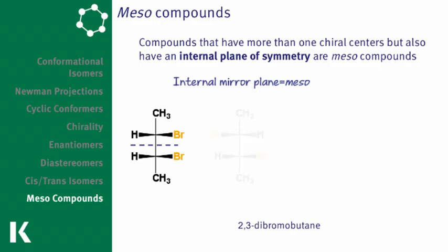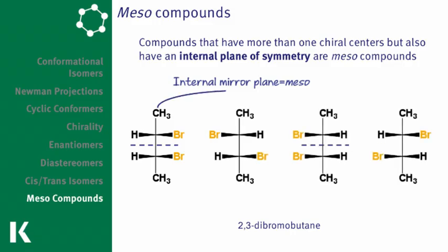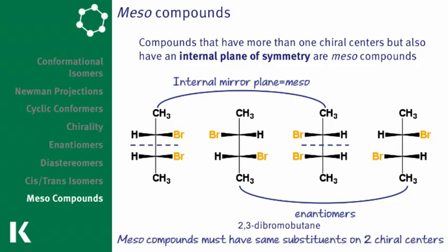For a molecule such as 2,3-dibromobutane, rotating stereocenters can produce enantiomers or meso compounds. A good rule of thumb is that the meso compounds will have the same substituents on each of its chiral centers, and they will mirror one another across an imaginary plane of symmetry. Enantiomers might also involve the same substituents on each chiral center, but in different configurations.